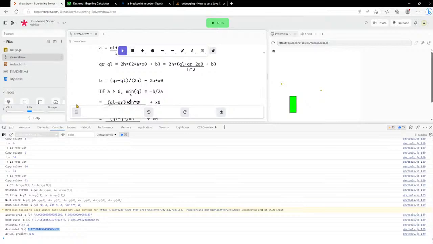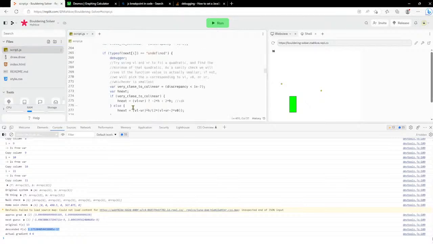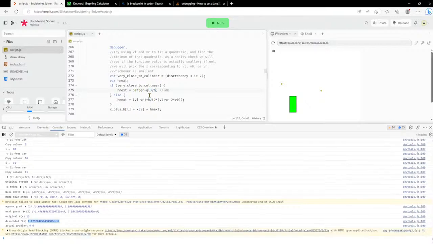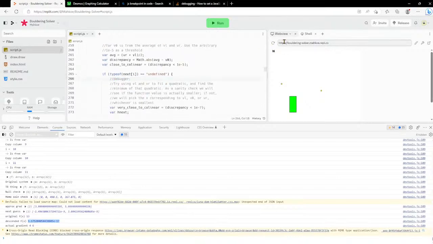So just 50 times QR minus QL over H. 50 times QR minus QL over H. Let's just do that. There. Let's just try that. See what happens. Also, let's comment this out. I don't need it right now.